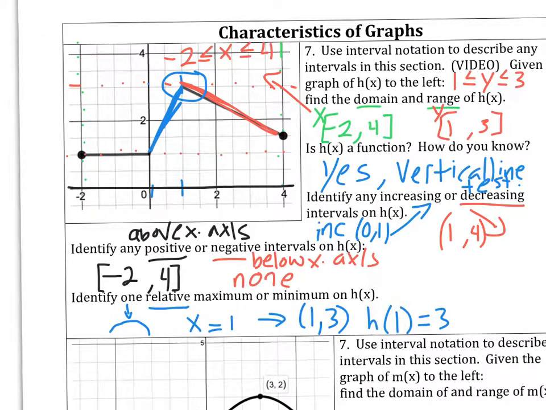Relative minimum. The only relative min we could really talk about would be this guy, or I guess any point along the constant part, but we're not going to go there. And this is not an ideal relative minimum because it's an endpoint. So let's focus on that relative max.